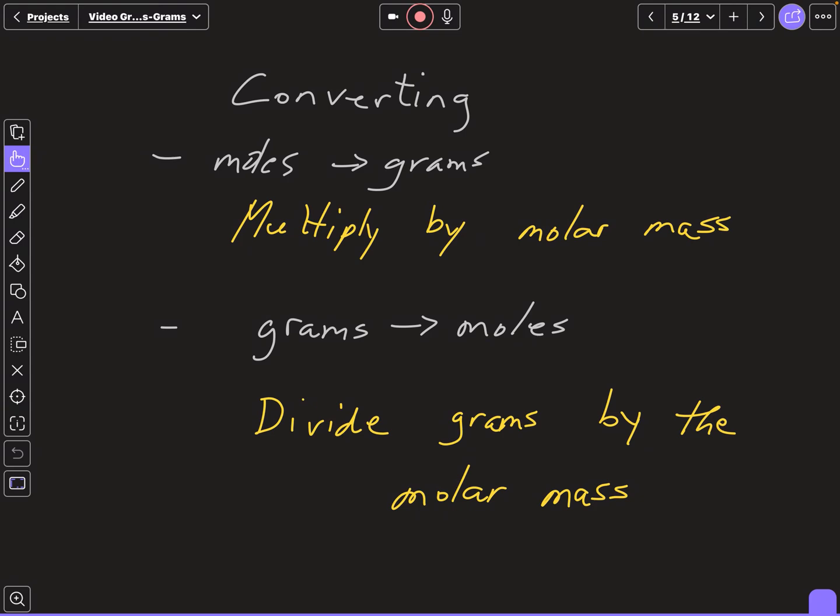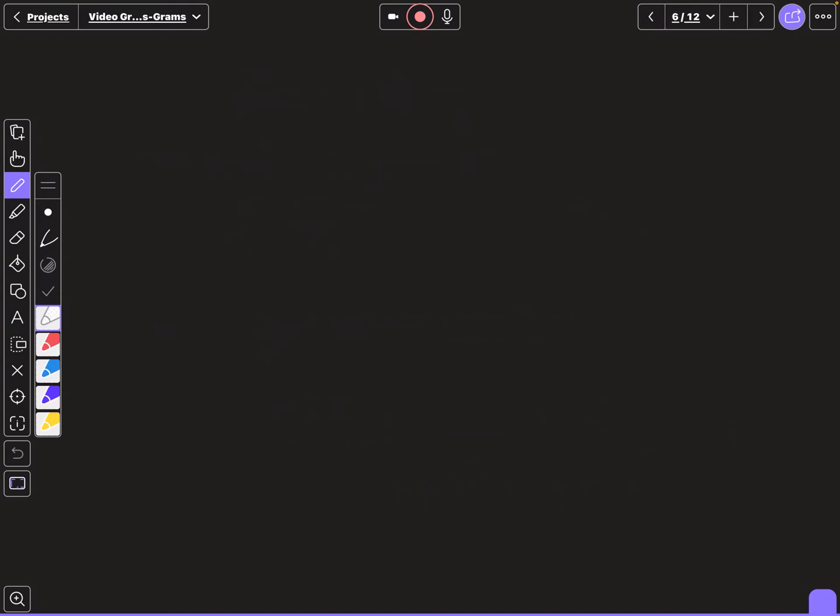Remember, anytime we're converting moles to grams, we need to multiply by the molar mass. Anytime we're converting grams to moles, we divide the grams by the molar mass. And we'll have to do that in these problems. We'll have to convert moles to grams, and we'll have to take grams and convert to moles. Now, basically, stoichiometry is the way of measuring elements.